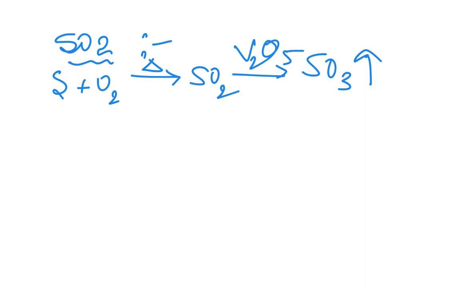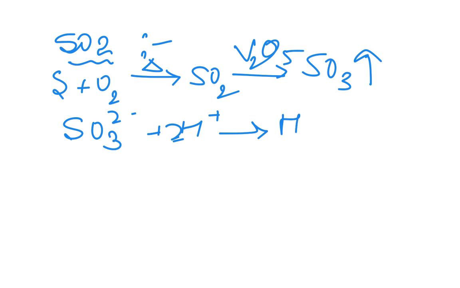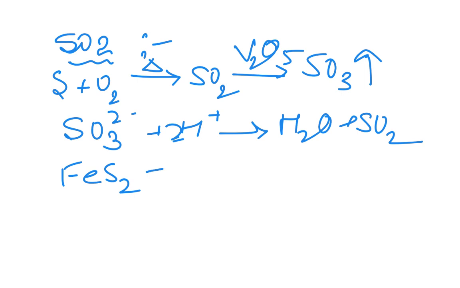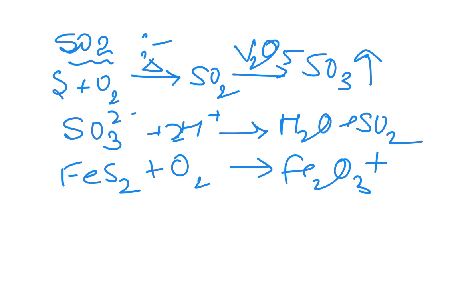In the lab, you react any sulfide with dilute sulfuric acid or any acid, and you will get H2O plus SO2. For industrial preparation, if you take iron sulfide and react it with oxygen, you will get Fe2O3 and SO2. Now let us see the properties of SO2.